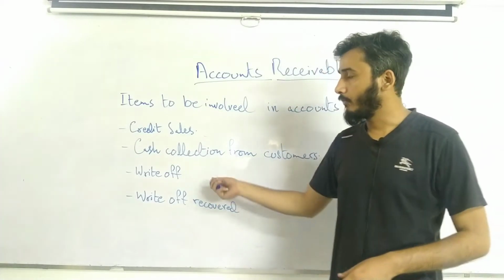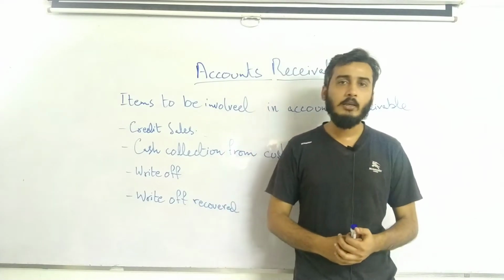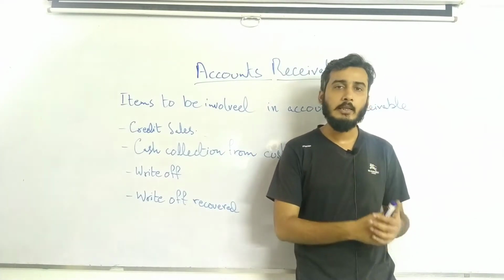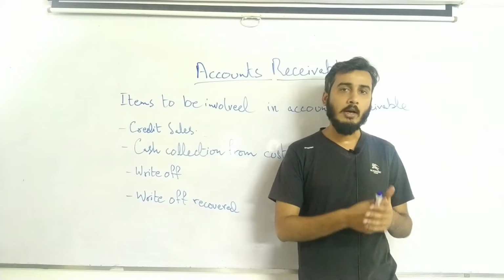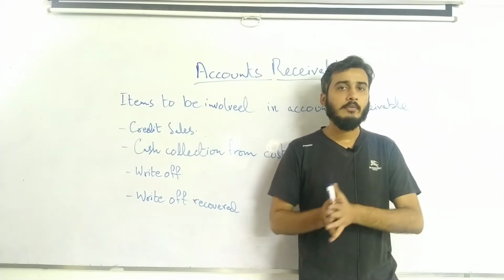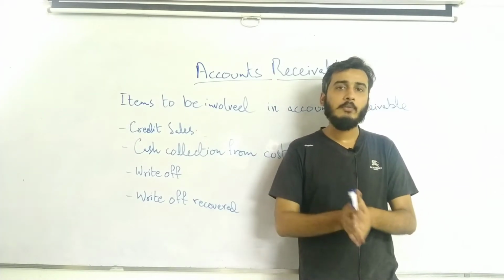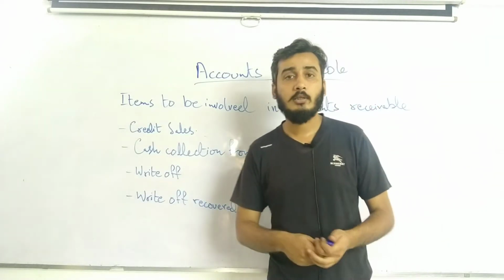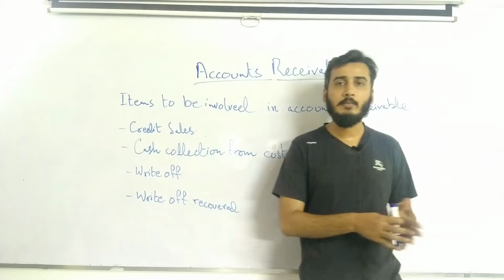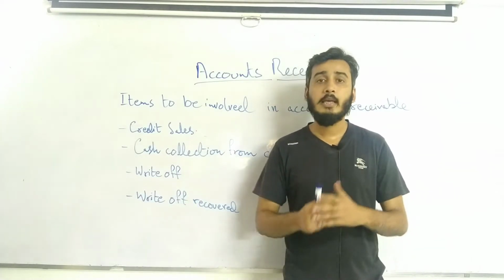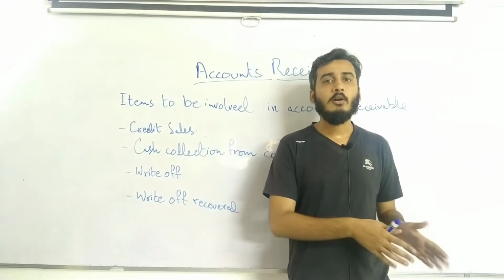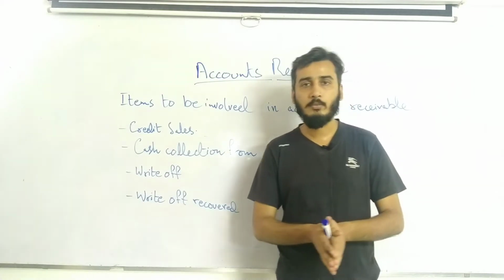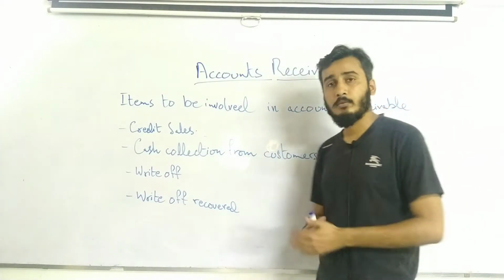Then write-off. Write-off means if the customer is not going to give the money back and we have got positive signals from his end that we are not going to get the money back, then we record the write-off in our books. Bad debts are just estimates, while write-off is the actual sunk cost which we have given to our customers.